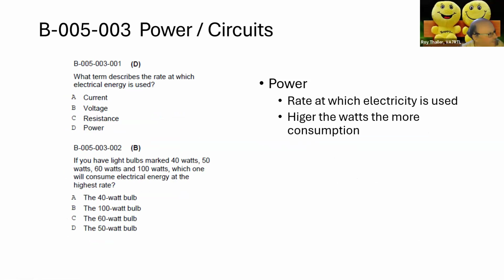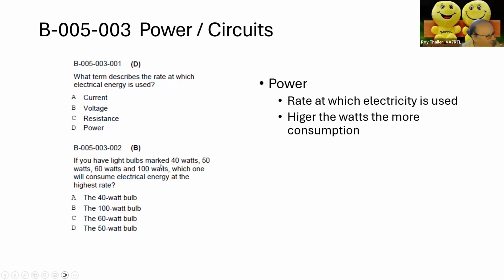So now we get on to power and circuits. Which term describes the rate at which electrical energy is used? And that would be power. D would be the correct answer.